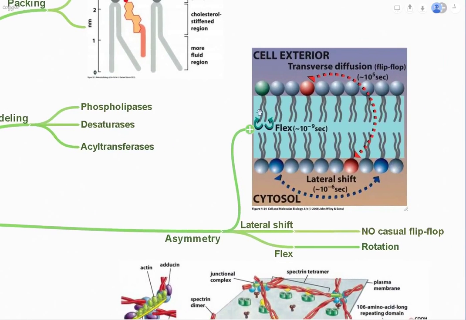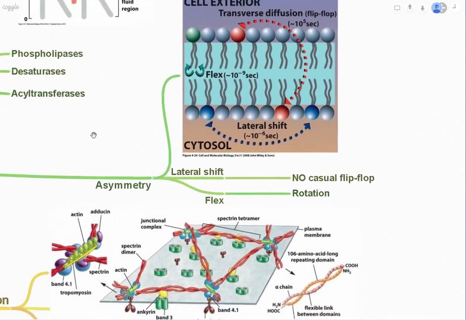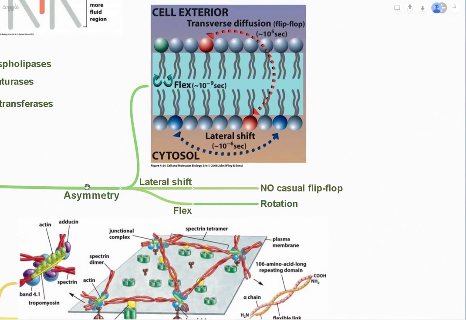Phospholipases, which cut phospholipids, desaturases, which introduce or remove double bonds to create or remove kinks, and acyltransferases, which just move groups onto the polar heads, possibly glycosylation. When talking about asymmetry of the plasma membrane, think of lateral shifts, you know, side to side. No casual flip-flops.